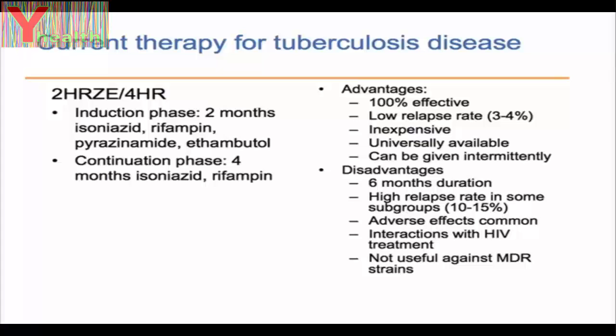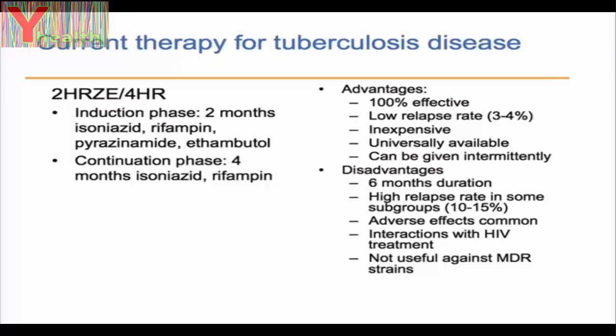In the final 4 months, in the continuation phase of this regimen, intermittent dosing, 3 times a week, or even perhaps twice a week, is possible. So intermittent therapy is a possibility in the continuation phase of treatment with this regimen.